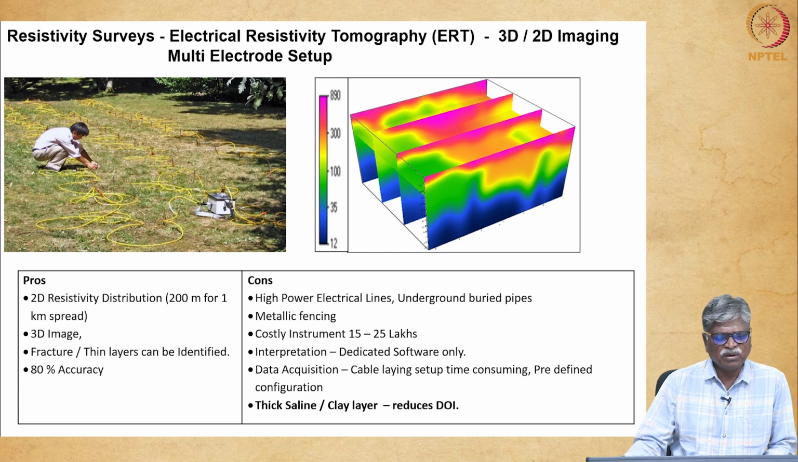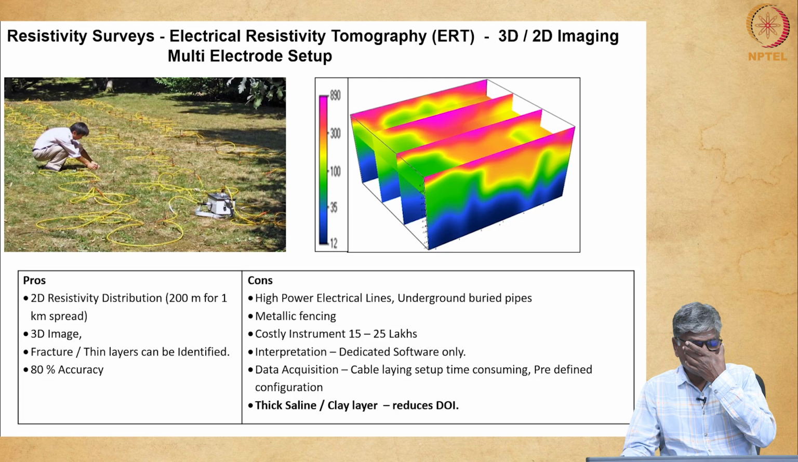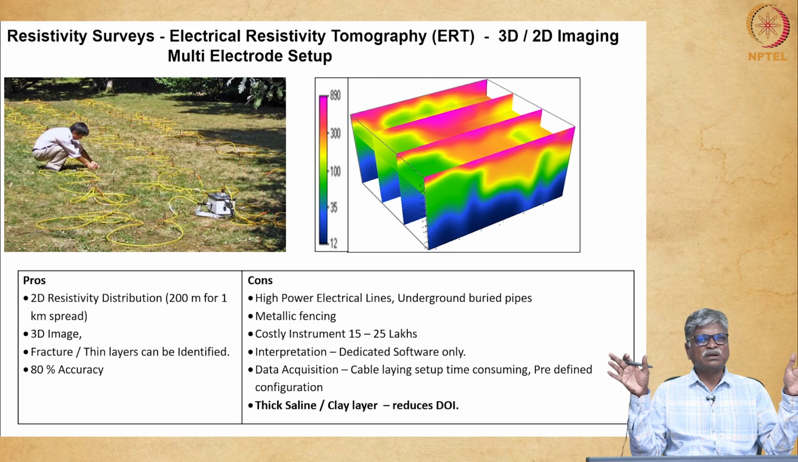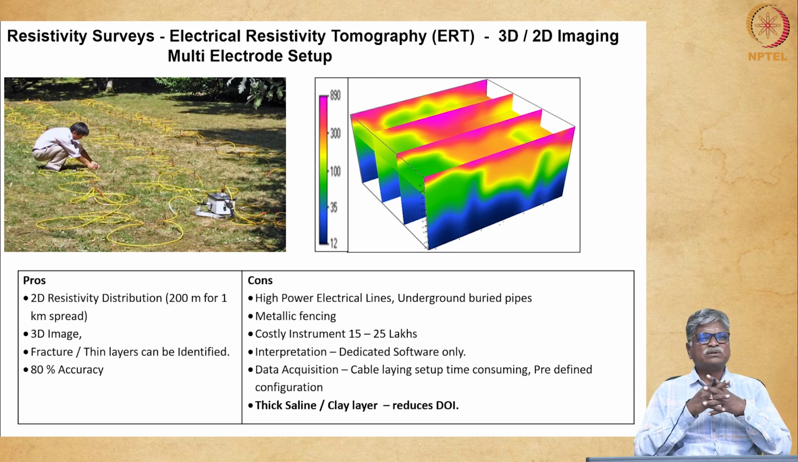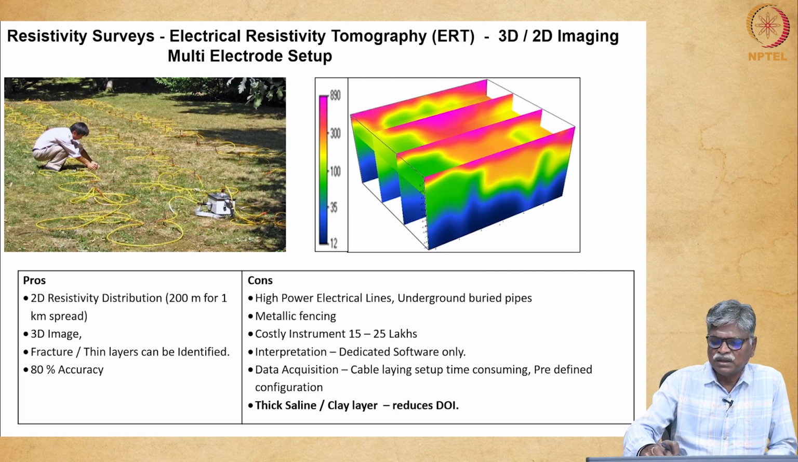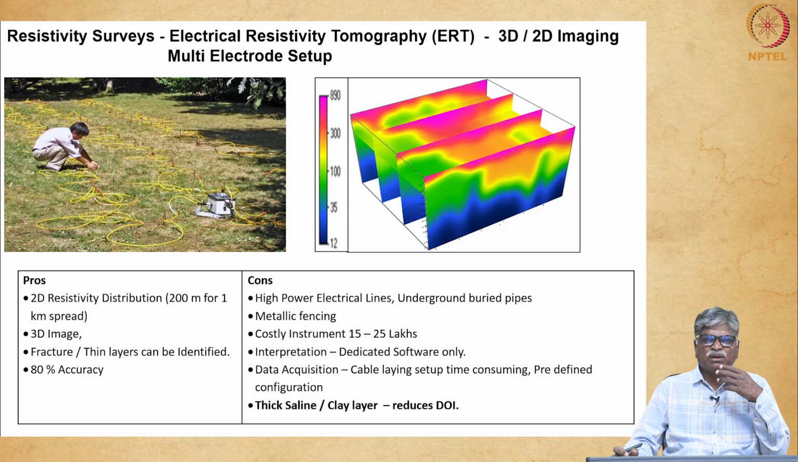If you are putting 108, 128, if you are increasing your electrodes, then you will get more information of the subsurface formation. So you will get this type of output, I will show you next. If you do it in parallel, you will get a 3D figure also like that.